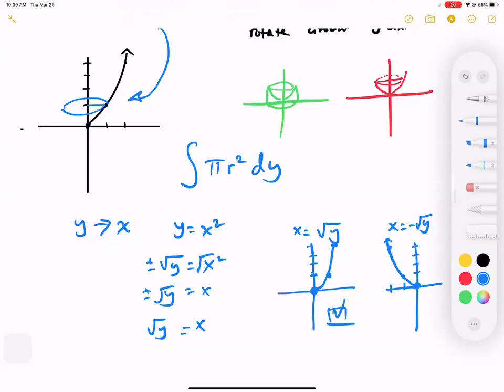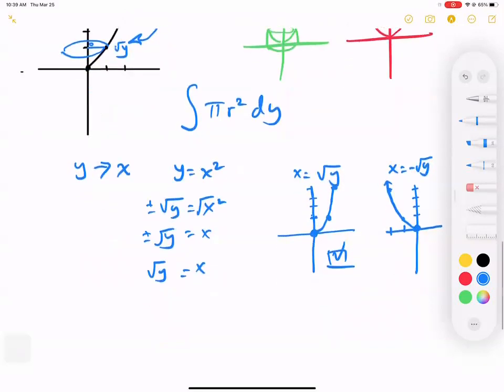Okay, so we know what the value of the x is, and we just do right minus left. In this case, our right equation is the square root of y. Our left equation is 0, right? So the radius is just the square root of y. Integral of pi r squared, so pi times the square root of y squared dy.